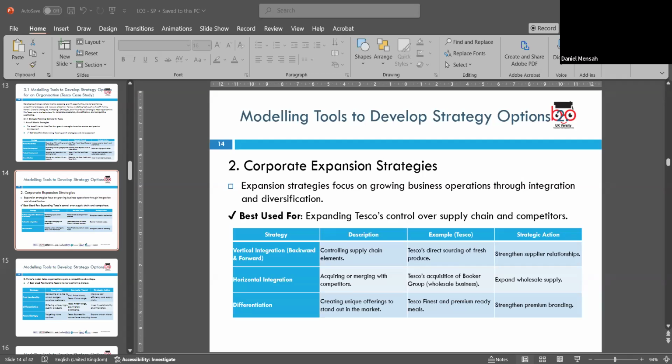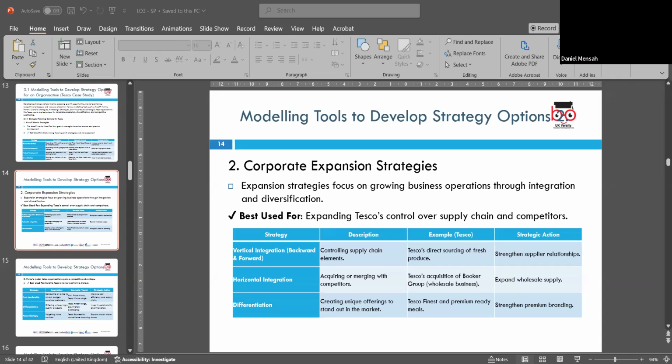So corporate expansion focuses on scaling and evolving a business through strategic growth avenues. There are some strategies we can use. Vertical integration involves expanding into different stages of the supply chain. Either you can acquire suppliers, which we refer to as backward integration, or distribution, forward integration. Why forward and backward integration?